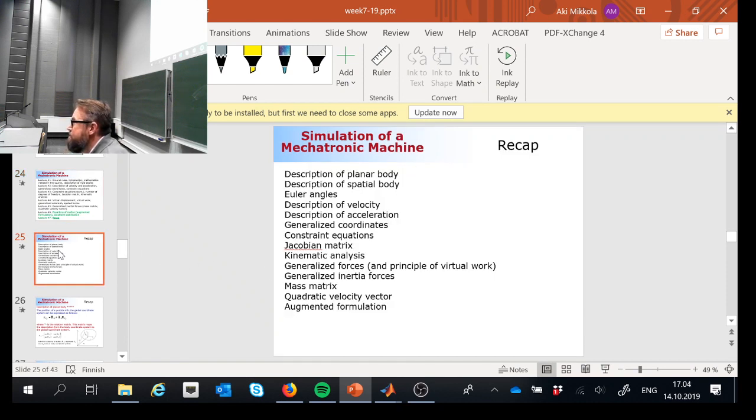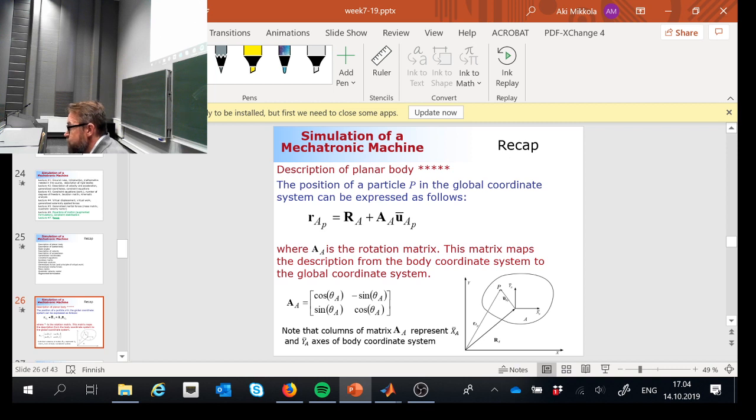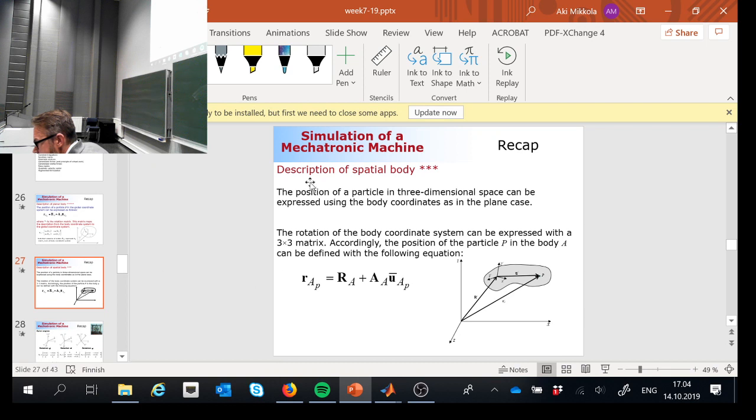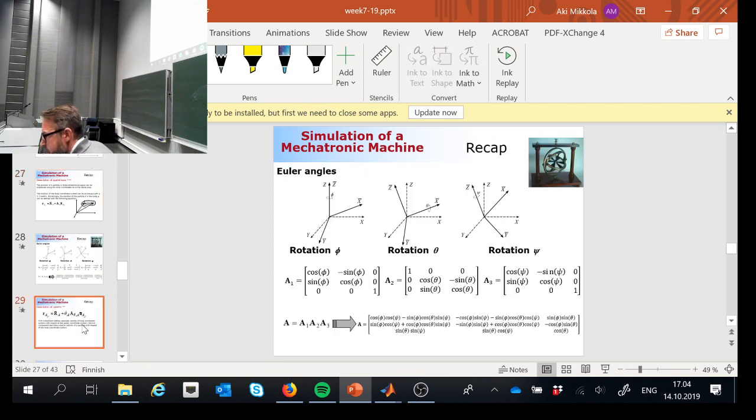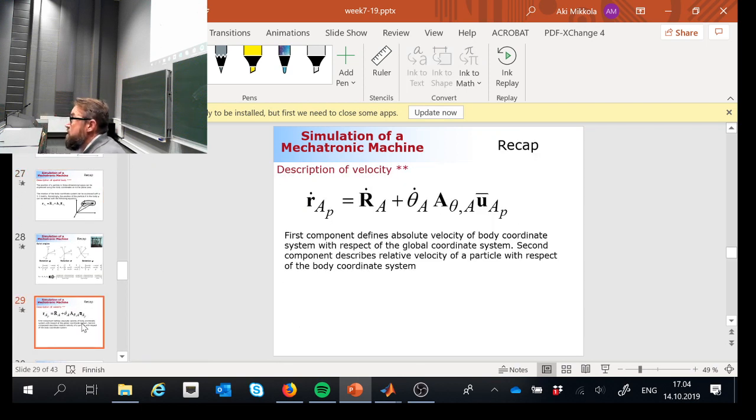This is it. These are the matters that I'm expecting you to know. And look, each one of them will be rated. Like description of planar body. Oh my God, 5 stars. So that's something that you have to know whenever you get into the exam. And we're going to discuss this. And then, you know, another example: just 2 stars. You can skip it. But we get back to this.